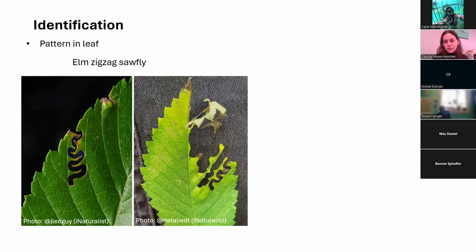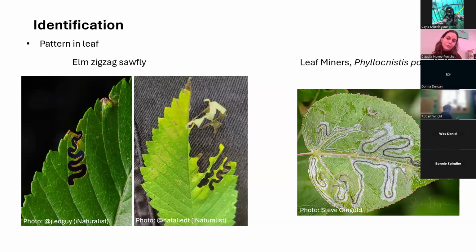I also want to mention, just for comparison purposes, that there might be other patterns that we might find on a leaf. For example, this one left behind by leaf miners. I just want to point out some differences so we are able to identify this sawfly properly. In the case of the leaf miner, the damage on the leaf is going to be kind of superficial. It's not going to go through the whole leaf, which is a difference from here, where we see that the larvae is going to eat all across the leaf. So once we know that we are finding that, we can report it, we can take measurements.